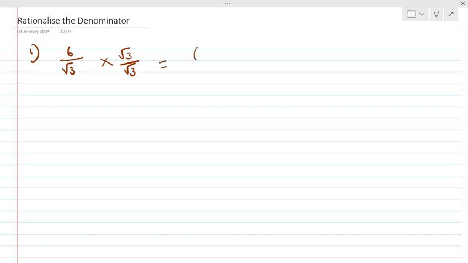So when we do that, in the numerator it will become 6 root 3, whereas in the denominator, root 3 into root 3 is 3. So 6 root 3 divided by 3. When we cancel, 3 and 6 will be cancelled and it will become 2 root 3. So 6 by root 3, after rationalizing, has become 2 root 3.